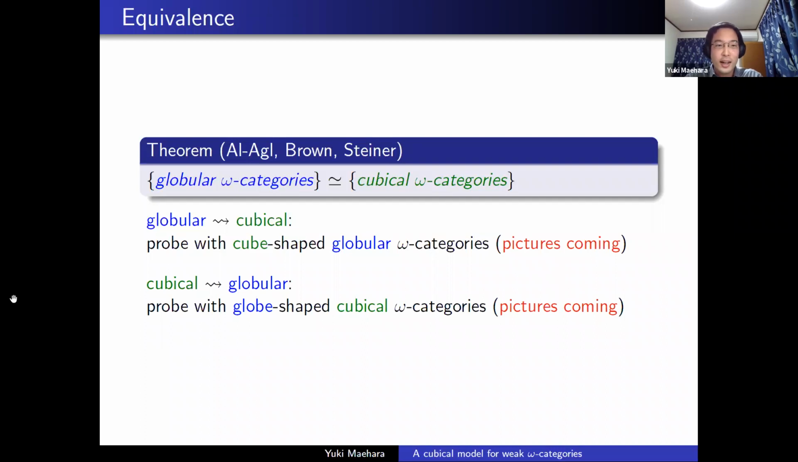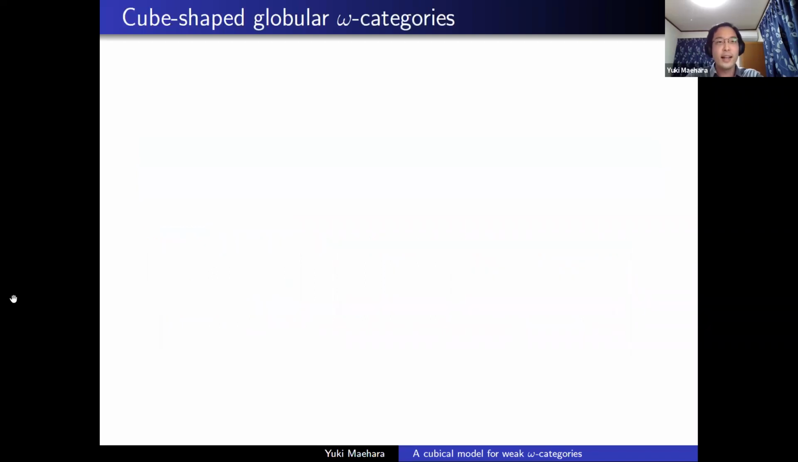So starting with the cube-shaped globular omega categories. For each dimension n, we want the n cube realized as a globular omega category. The 0 cube is just a point, and the 1 cube is just a line. So this is just a terminal thing, and this is just the generic arrow category. Oh, by the way, my notation is that the n-dimensional cube-shaped thing is I to the n. I will have to refer back to these things later. But anyway, these are the 0 and 1 dimensional things.